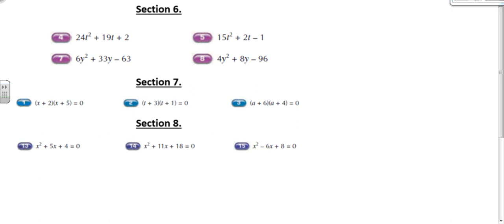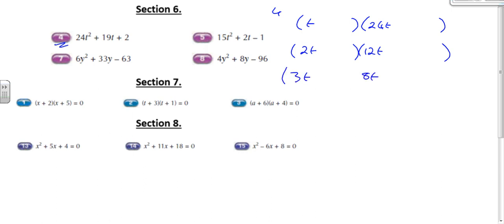Final section. Now, section 6. This is a lot trickier. Because we've got, so this is question 4 now, this one here. Something times something makes 24t squared. So we could have t times 24t. We could have 2t times 12t. We could have 3t times 8t. Or we could have 4t times 6t.